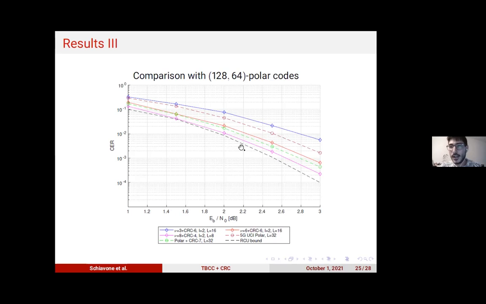Yes, of course, I have other results too, but I decided to show only these because here the list size is small enough to be competitive with other decoders, like the successive cancellation list decoder for polar codes. Do you have a sense of the complexity between, for example, the green and the pink curves, like how much runtime it took?